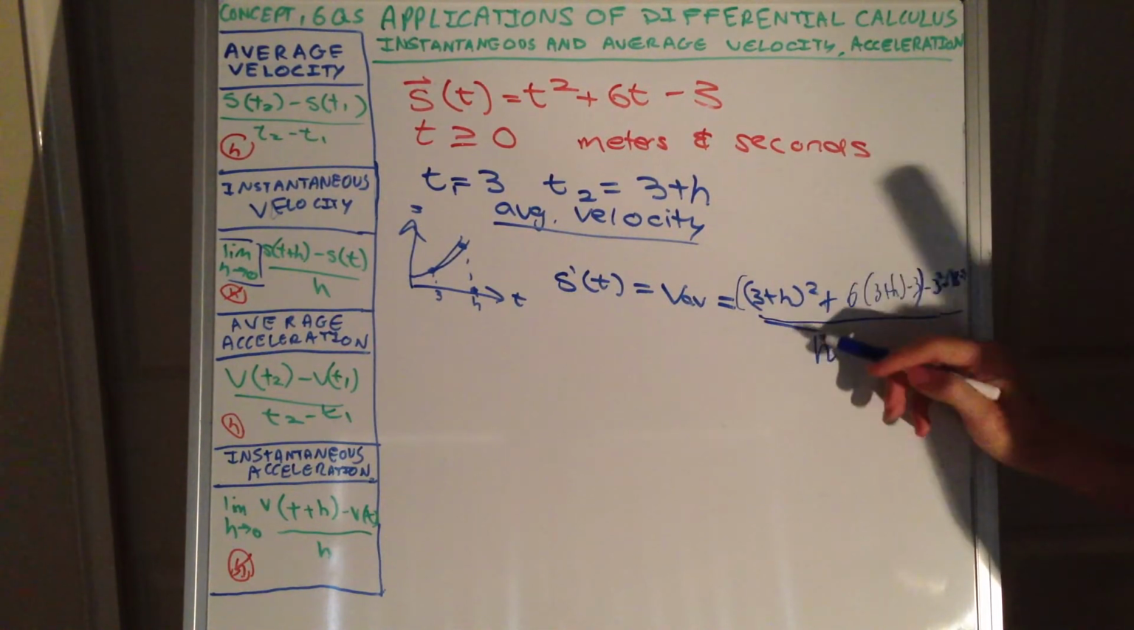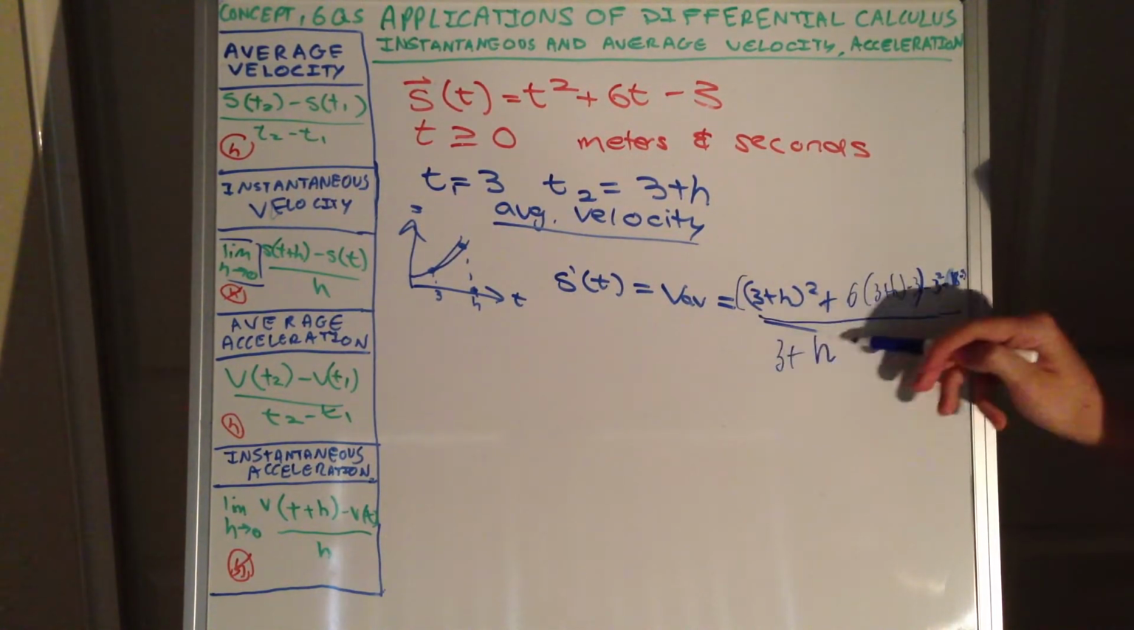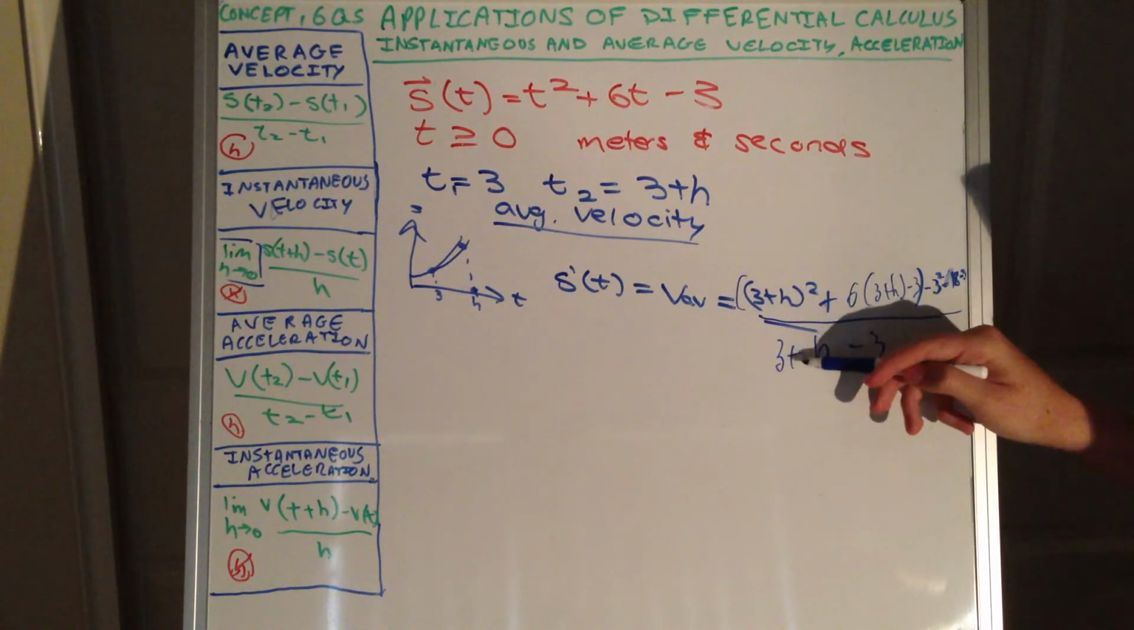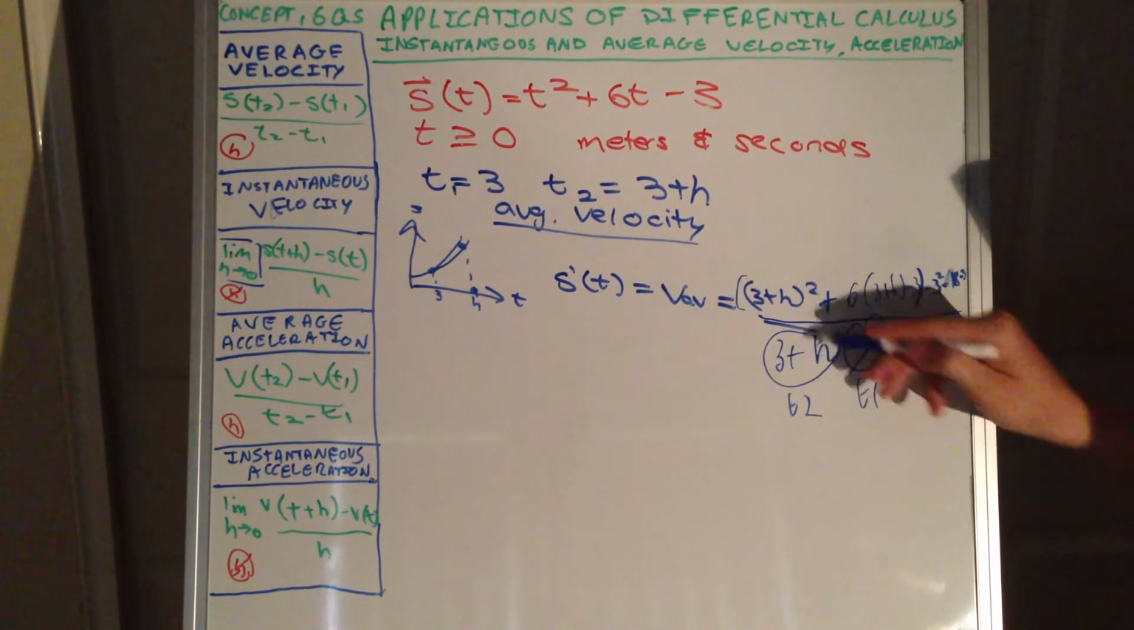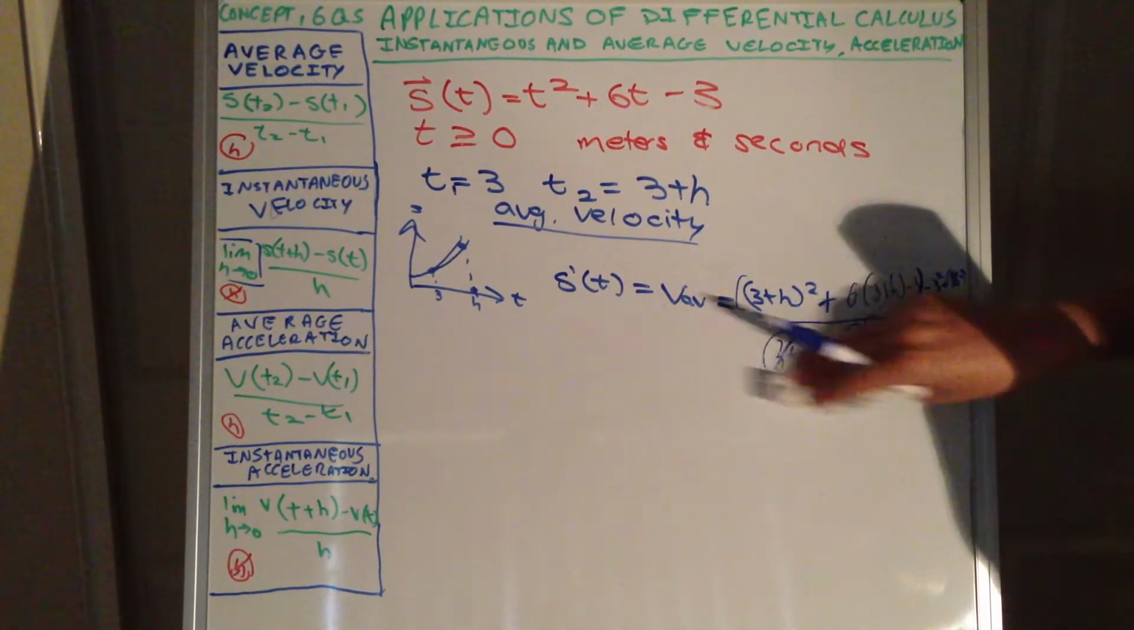And the way I get that is, remember, it's going to be 3 plus h take 3, because that's going to be our t2 value there, and that's our t1 value there. Well, those two cancel out, so it's all over h.